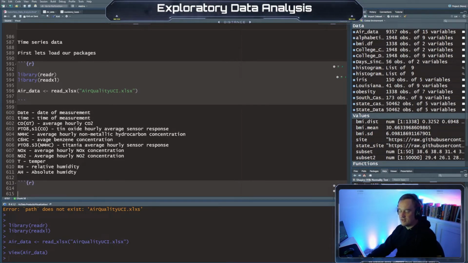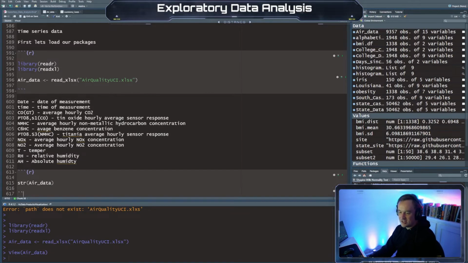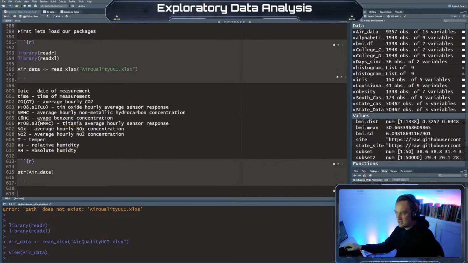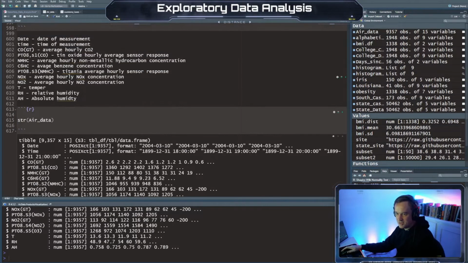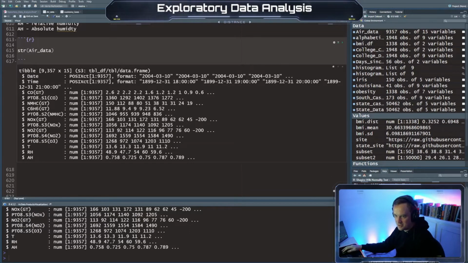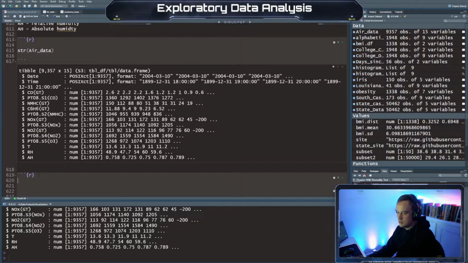So instead of just graphing stuff that you don't know what they mean, let's get you some definitions for these things. All right. So let's look at the structure of this data set. You can see these are things that we defined up here, what they actually are. These are measurements. We have date, we have time, etc. Perfect.